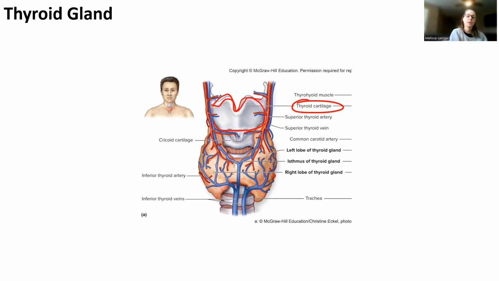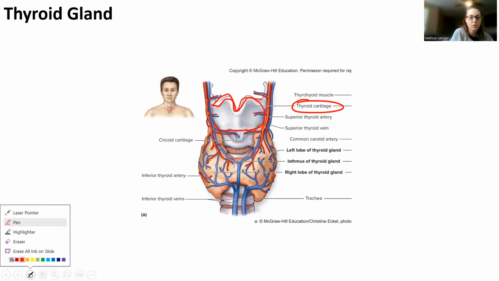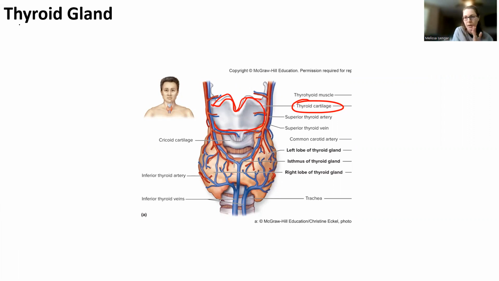So the thyroid gland is actually going to have two sets of hormones. One set of hormones is going to have a hormonal stimulus, and the other set of hormones is going to have a humoral stimulus, or a blood level stimulus. So over here, let's go over what previously happened. We had the hypothalamus.